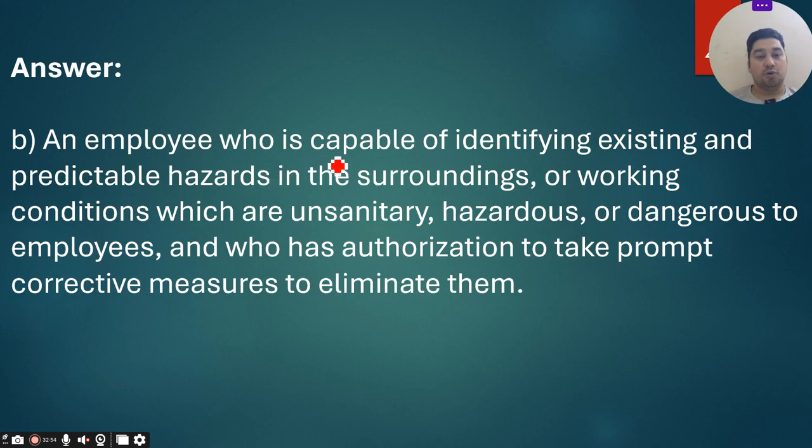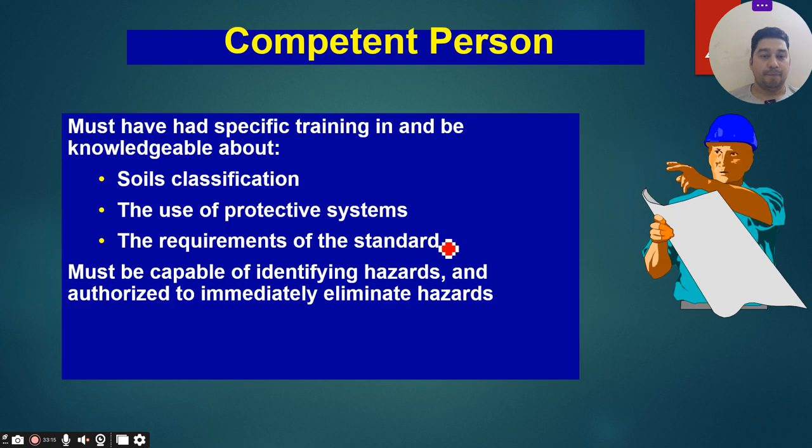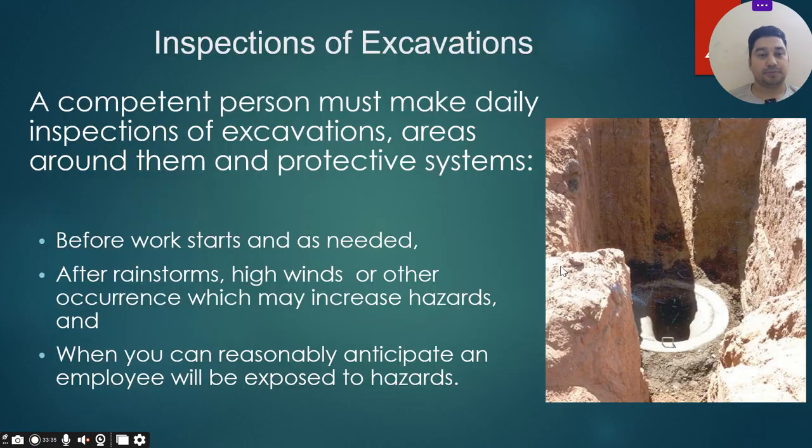A competent person is an employee who is capable of identifying the existing and predictable hazards in the surroundings and working conditions which are unsanitary, hazardous, or dangerous to employees, and who is authorized to take prompt corrective measures to eliminate them. So this is the definition of the competent person. As per OSHA, the competent person must have specific training and be knowledgeable about soil classification. The person should be aware of the soil, the use of protective systems, and the requirements of the standards. And the person must be capable of identifying hazards and authorized to immediately eliminate them.